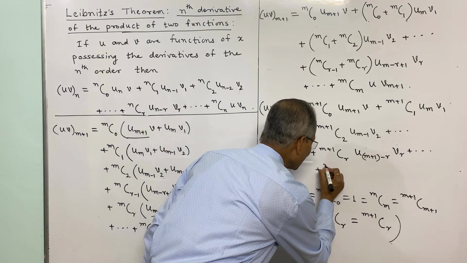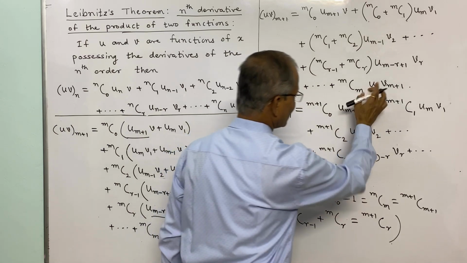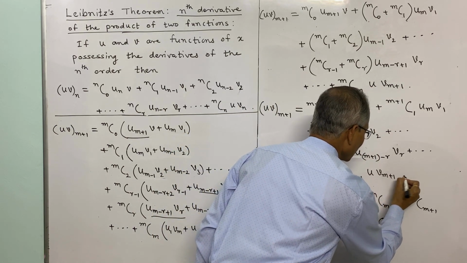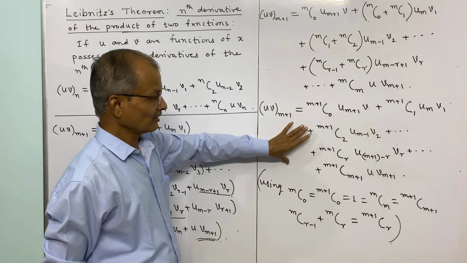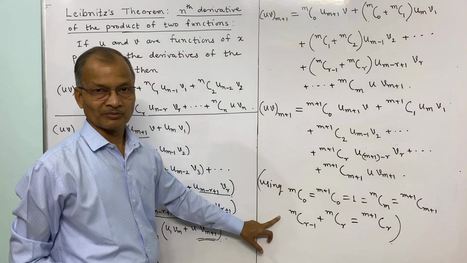So the final term I shall write as m plus 1 choose m plus 1, and this is u into the m plus 1 derivative of v. Thus we have simplified this step in this form using these results from binomial coefficients.